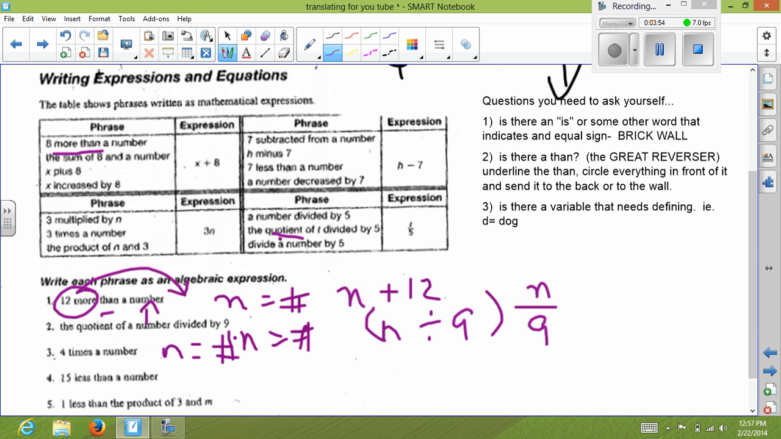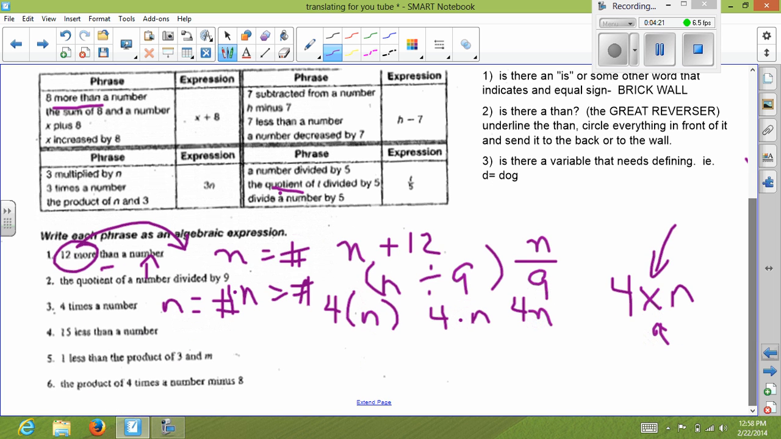So starting from left to right, I'm just going to write 4 times a number. So I could write 4 times n, 4 times n, or 4 times n. I'm not going to write this because this x could be considered a variable, and then that would mean 4 times the value of x times the value of n. So once we get into this kind of writing, we just get rid of thinking about that as a multiplication symbol. Your parentheses, your raised dot, or just the variable and the number next to each other.